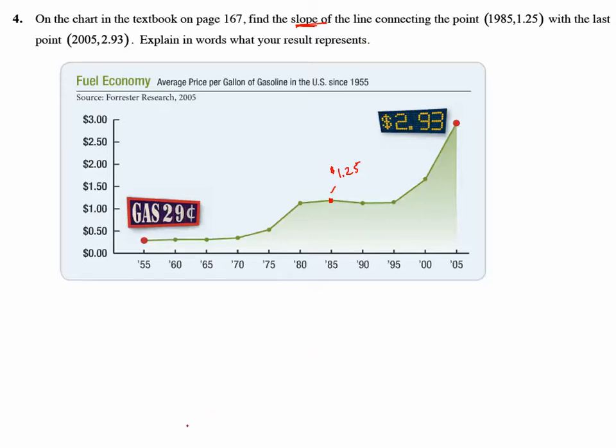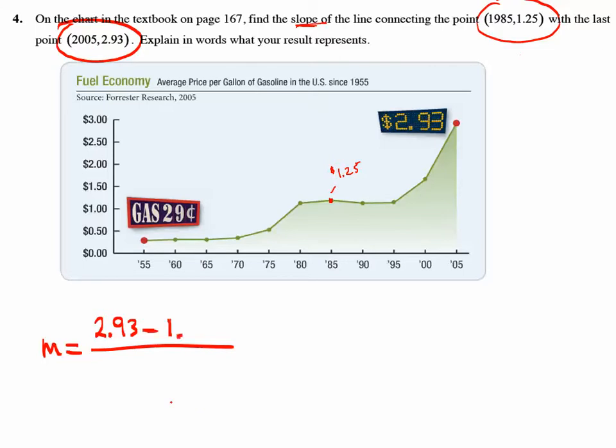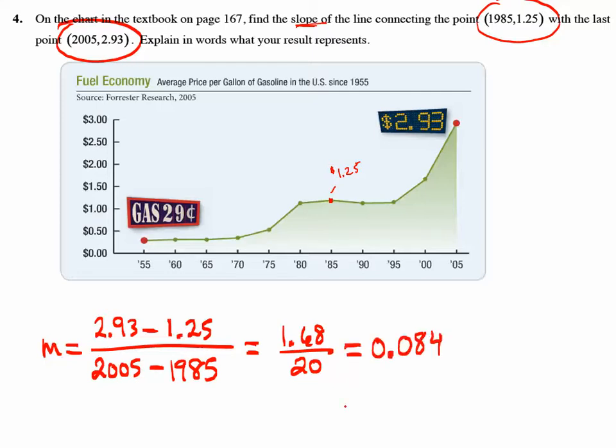Let's go for it here. So this is what I got here. I got 2005. Notice this is my second point. This is my first point. So $2.93, subtract $1.25. And notice what's happening on the bottom. What we're doing is we're subtracting the years, right? It's 2005 subtract 1985. So let's see what this means here. Subtracting the top gives me $1.68. Subtracting off the bottom gives me 20. So then if I divide that, I get 8 cents, 8.5 cents about.